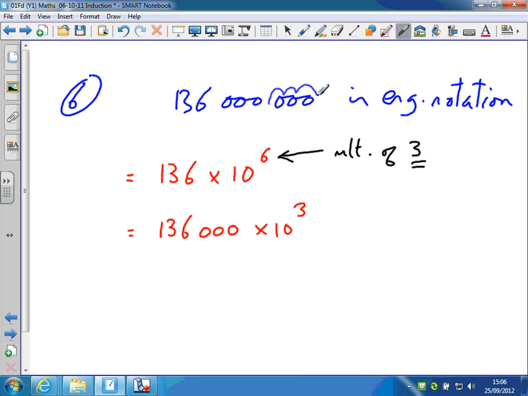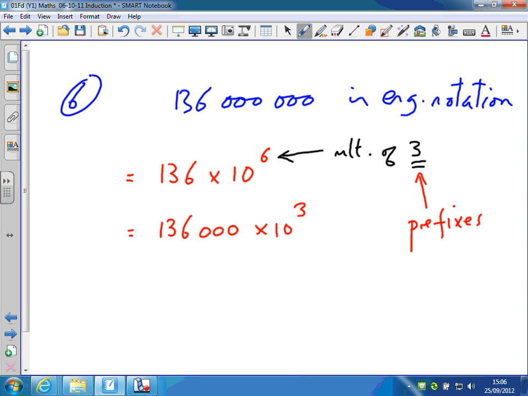Why is it always multiples of 3? Good question. The reason why it's always multiples of 3 is because it lends itself to prefixes like milli, 10 to the minus 3, mega, 10 to the 6. They always go in 3s, don't they? So it matches that, really. So 10 to the 6 is mega, so I could write 136 mega, whatever it is we're talking about.